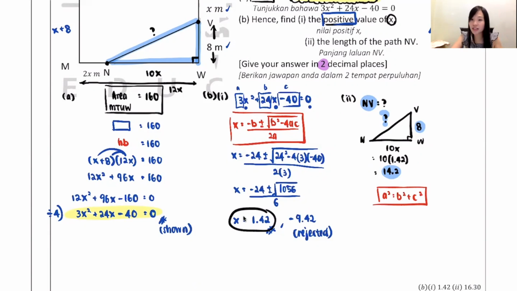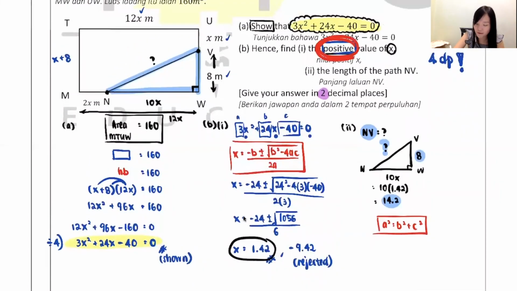Why negative rejected, Jassian? Because the question says positive value. They said positive already. But even if they never said positive, you will still reject the negative. You know why? Because in this question, the x represents the length. Can your length be negative? Of course, no. So that's why no matter what, you're going to reject the negative. Understand?